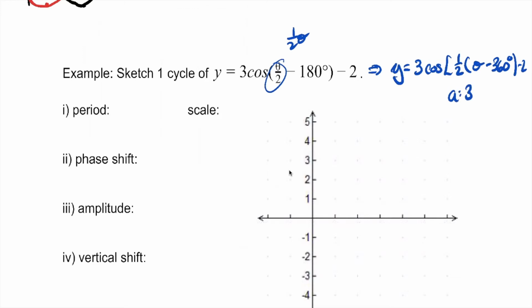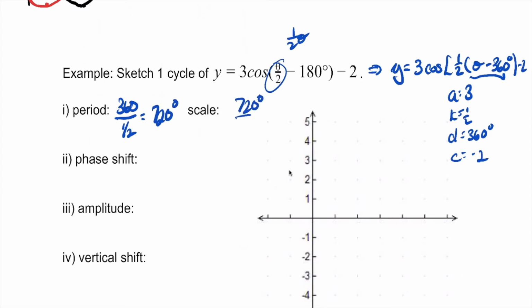A is 3, K is 1/2, D is 360 degrees. So it's positive because again, what makes that 0? And my C value is -2. So let's fill in the other things here. So we determine the period. The period is going to be 360 divided by K. So in this case, it's 360 divided by half, which is the same thing as 360 divided by 2. So that's going to be 720 degrees. So the scale, we're going to take the period divided by 4. So 720 divided by 4 is 180 degrees.